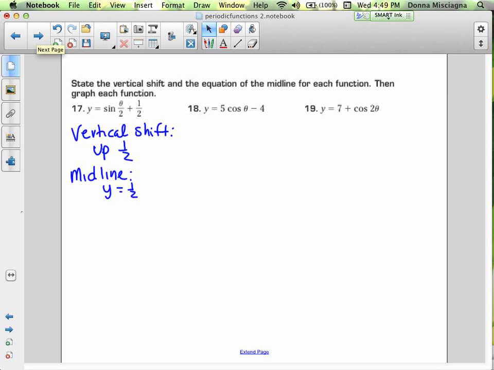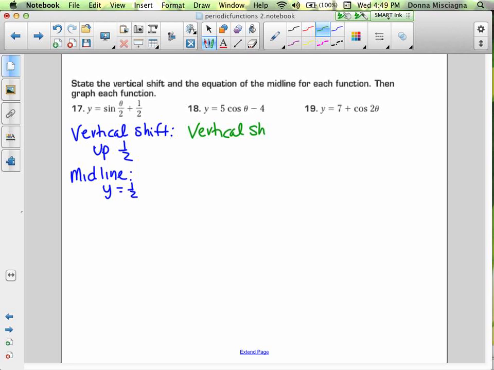So be thinking what the vertical shift and the midline is for 18. All right, now I'll give you the answer. Got the answer in your head before I go over it? Well, the vertical shift is going to be down 4. The midline is y equals negative 4. That's the line we're going to be oscillating around.